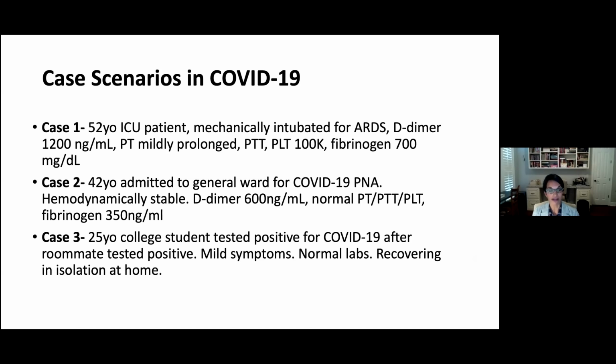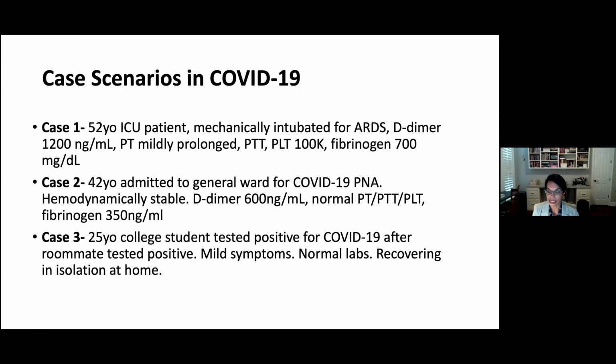Case two, we have a 42-year-old who's admitted to the general ward for COVID-19 pneumonia. This patient is hemodynamically stable, also has a very high D-dimer, normal PT, PTT, and platelet count, and a mildly high fibrinogen. And then you have case three, which is a 25-year-old college student who tested positive for COVID-19 after his roommate tested positive, has very mild symptoms, normal labs, and is recovering at home in isolation.